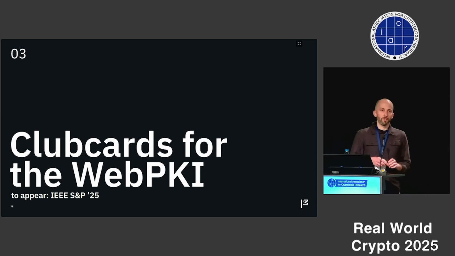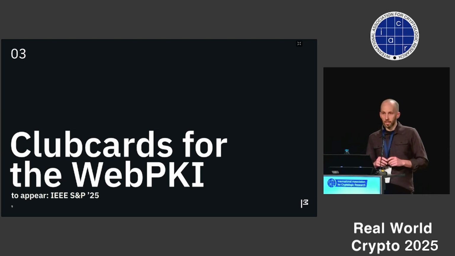Okay, so the story of how we got here is largely the story of a new data structure that we're calling a club card. It's a membership test. That's where the name comes from. This will be presented at IEEE S&P later this year.